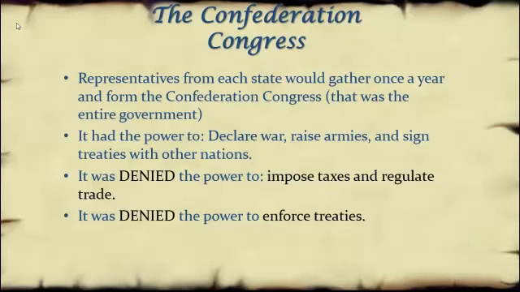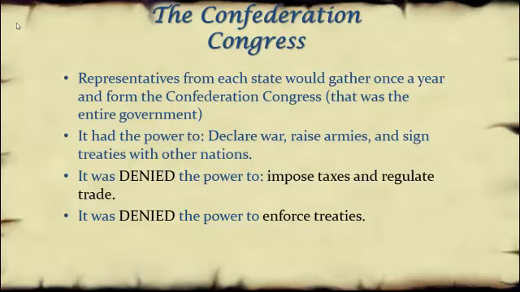And how this would work is every state would choose representatives, and they would gather once a year to form the Congress, which at the time, was the entire U.S. government. And what this Congress could do is it could declare war, raise armies, and sign treaties with other nations. So basically, this existed pretty much only to deal with foreign powers and national defense.